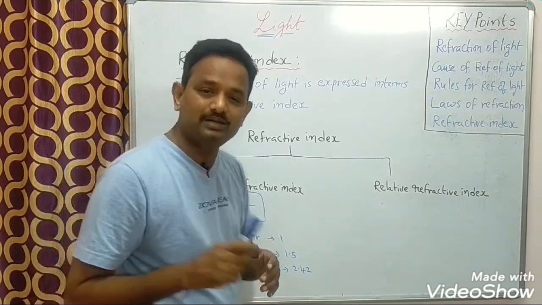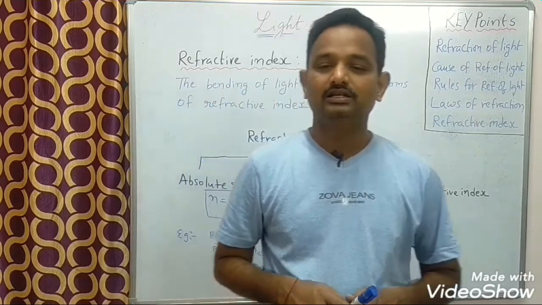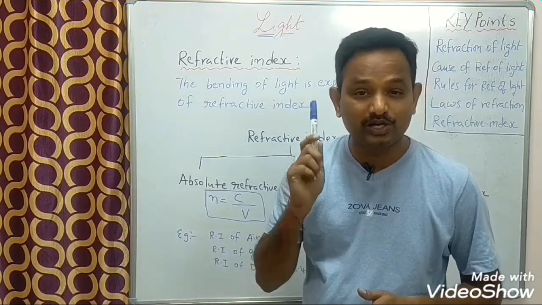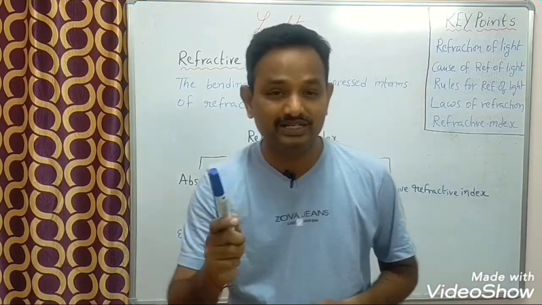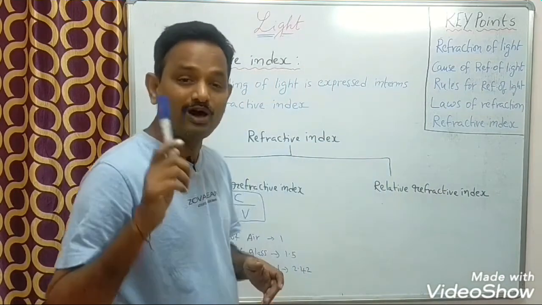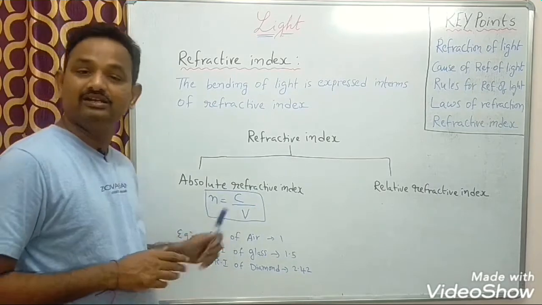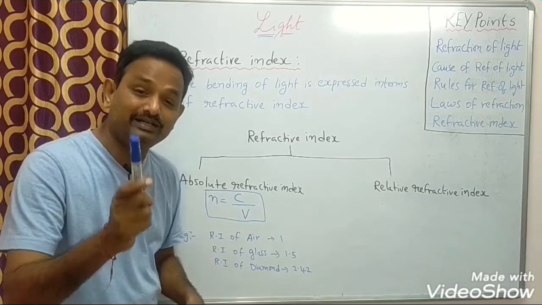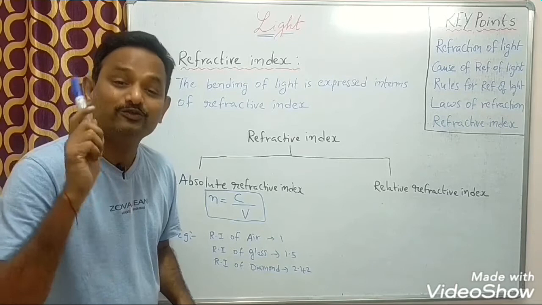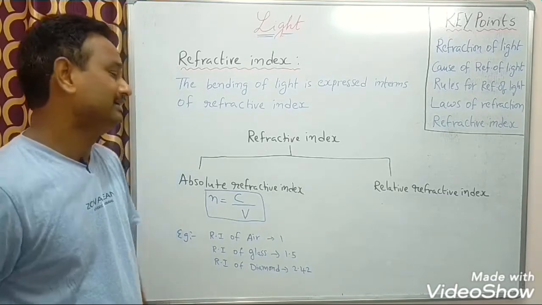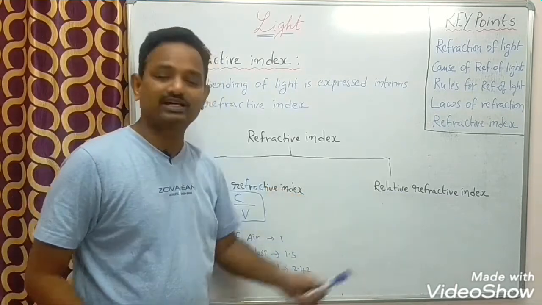In the board exam, they will give one question: the refractive index of diamond is 2.42, what does it mean? Then you have to tell that the ratio of speed of light in air to the speed of light in diamond is 2.42.